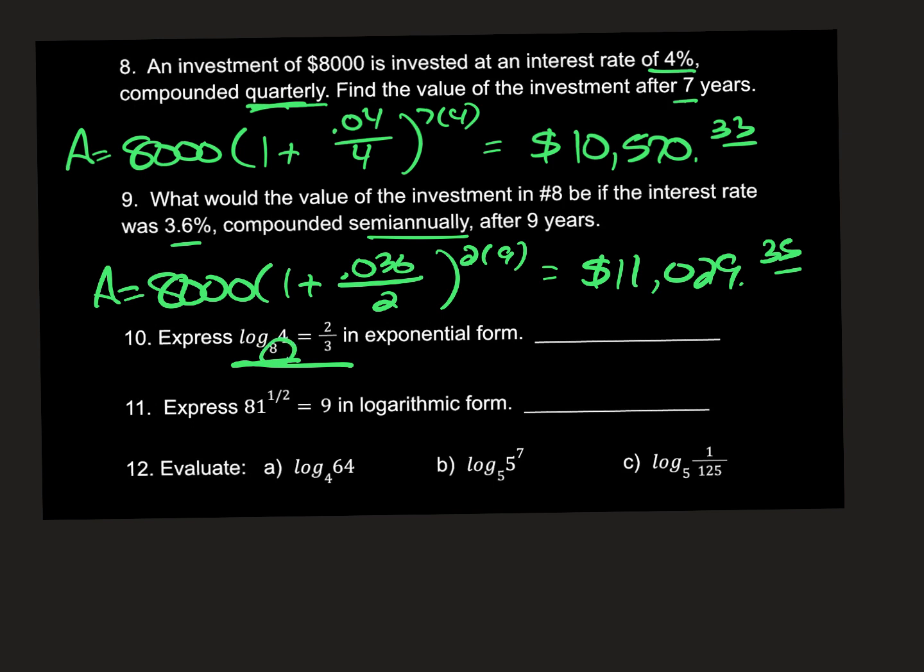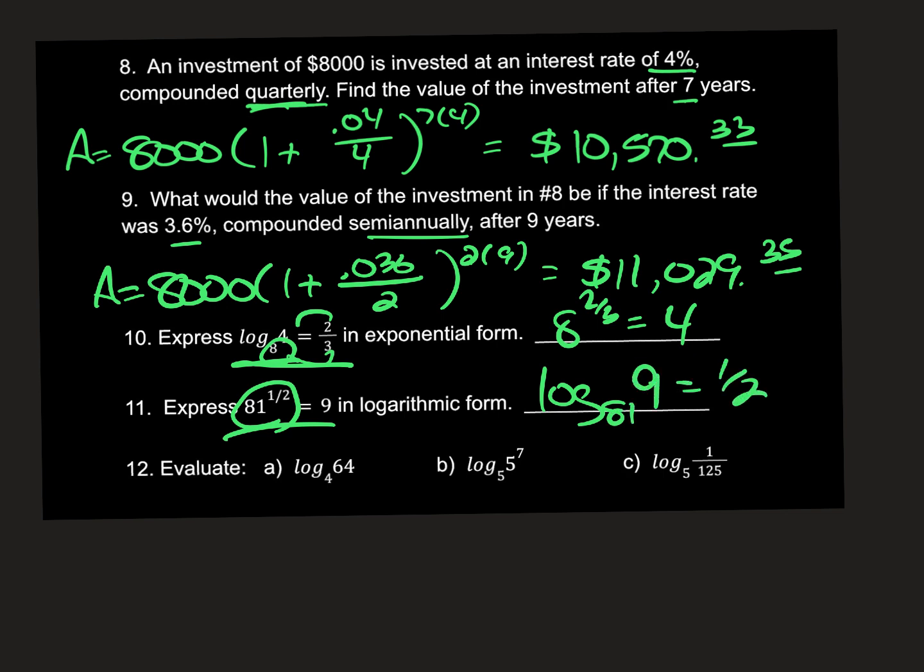All right. Number 10, express that in exponential form. Remember, you take the base to that power equals that. So I'm going to say 8 to the 2/3 equals 4. And this is easy because what you write should be true, right? 8 to the 2/3 power is true. If it wasn't, you shouldn't write it. Number 11, write that in log form. Log, whatever the base is up here is also the base down here. So it's base 81. And remember, with a log, the exponent is the answer. So the answer is 1/2.